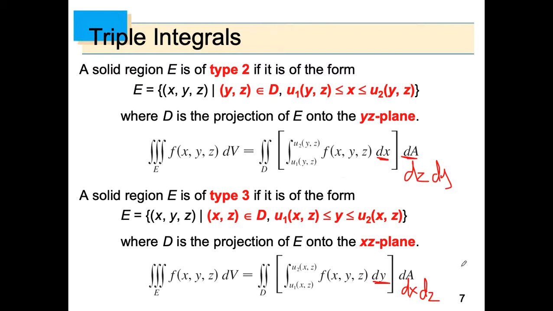And if you're wondering, well, which one is it? Is it dx dz or dz dx? Well, again, it depends on the problem that you're given. It depends on the situation that they throw your way.